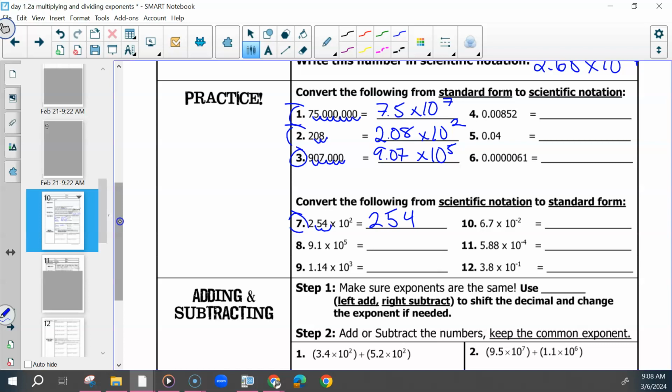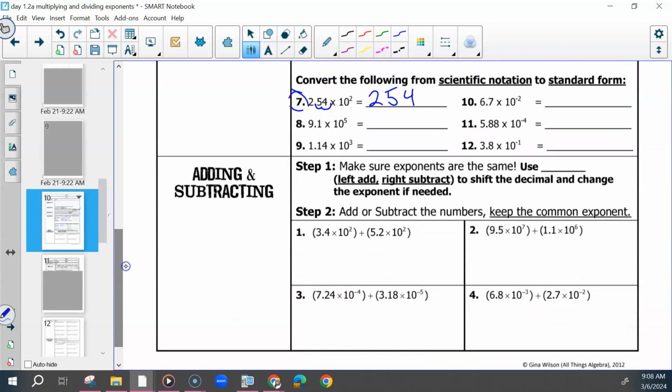Moving on. We're going to be adding and subtracting scientific notation. In order to do this, you have to make sure the exponents are the same. So think about this like combining like terms, kind of. If this mnemonic helps you, you can use this, LARS. If we move the decimal point to the left, we add to the exponent, it goes up. If we move the decimal point to the right, we subtract, or the exponent goes down.